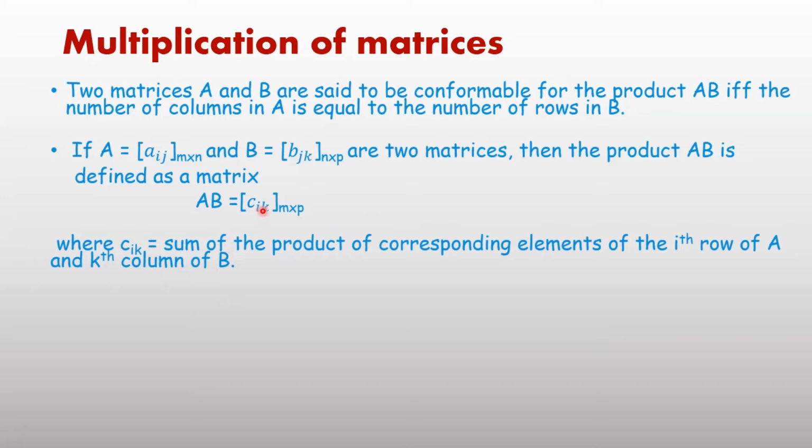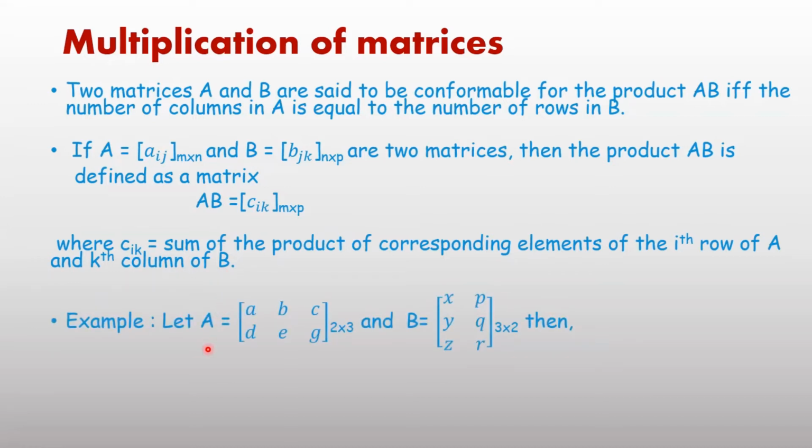Now the question: the process to find the value of Cik, meaning the elements of AB. Elements of AB means the sum of products of corresponding elements of the ith row of A and the kth column of B. I want to take one example to explain this. Matrix A, of order 2 by 3.